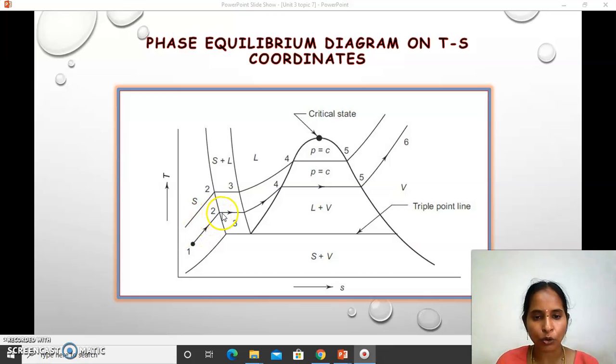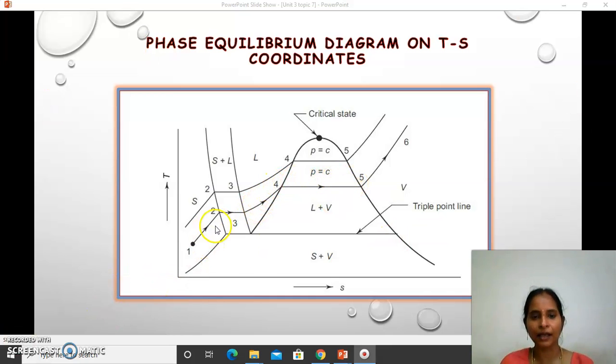Here, 2 to 3 happens at a constant temperature of 0 degrees Celsius. What would be the entropy change? Here you have to calculate. Then 3 to 4, again the temperature is increasing; 4 to 5 is the conversion of liquid to vapor; and again superheating, the sensible heat, where the temperature is increasing.